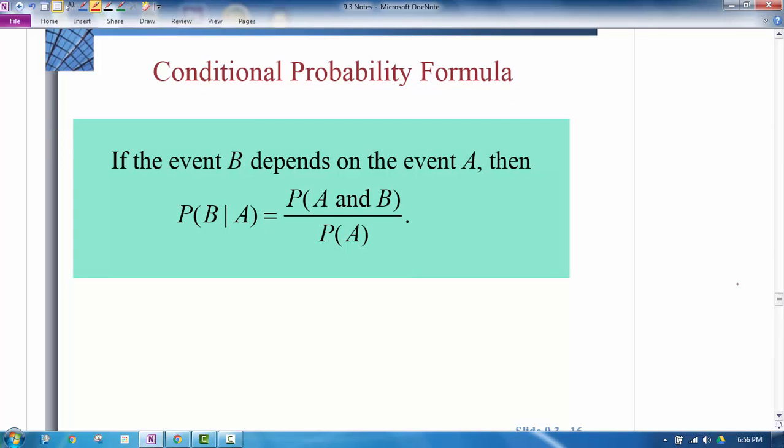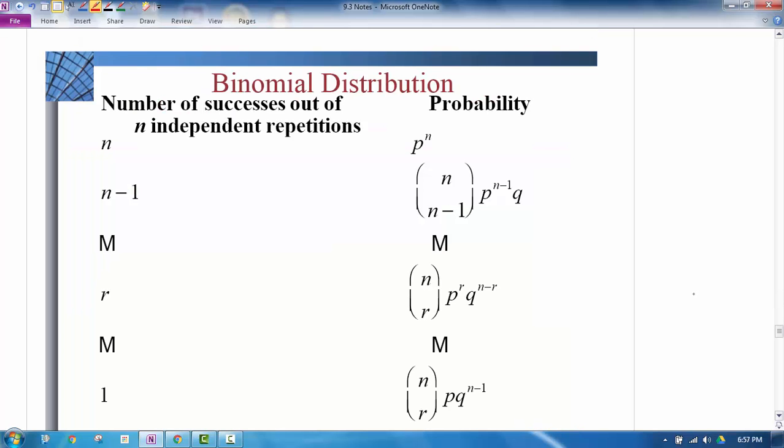Okay, the next is conditional probability. We'll just cover this hopefully in the homework. I don't have an example for you now, but you'll find this in your formula sheet. It says that if an event B depends on A, the probability of B given that A happens is the probability of both the events happening divided by the probability of event A happening. So we will do examples of this later.